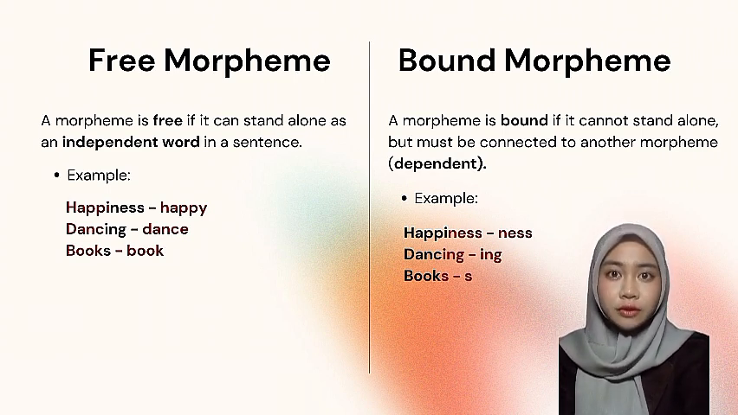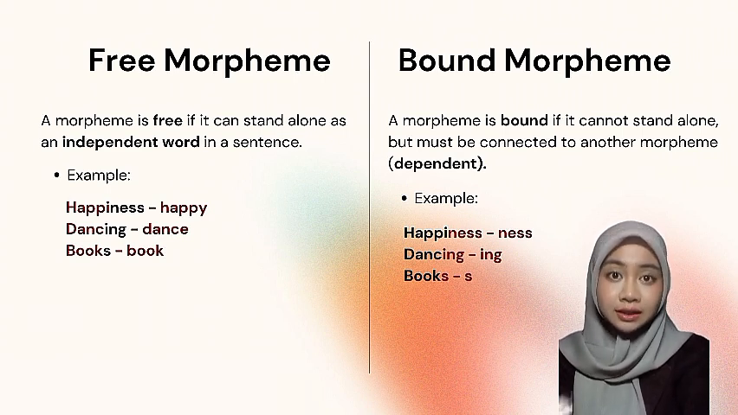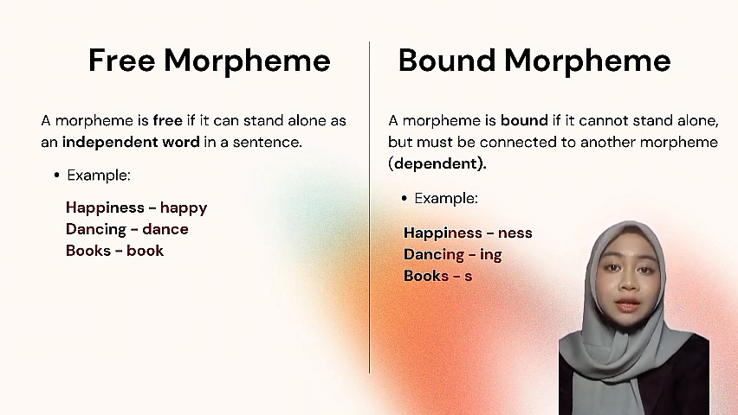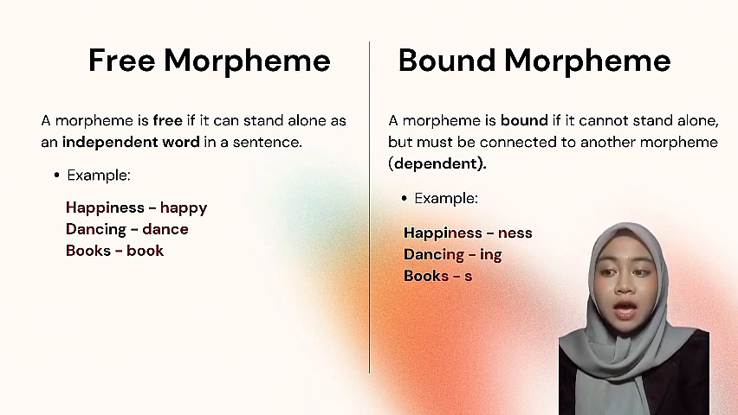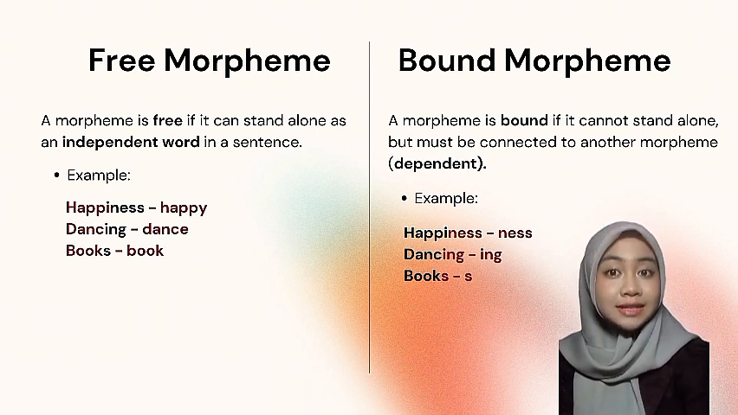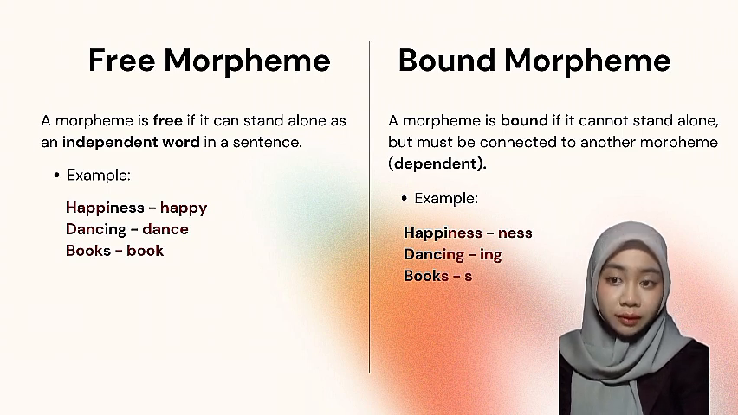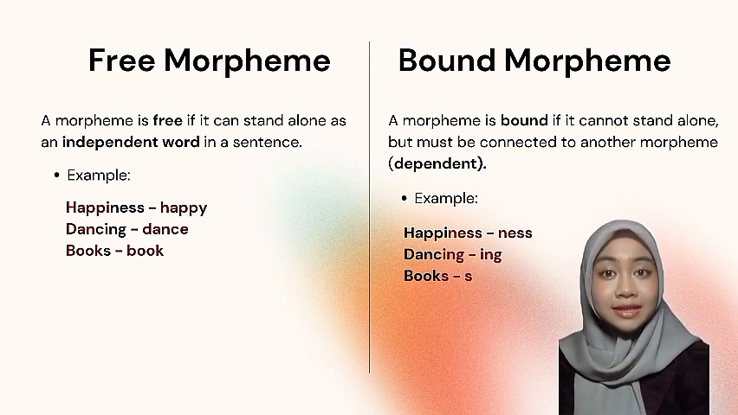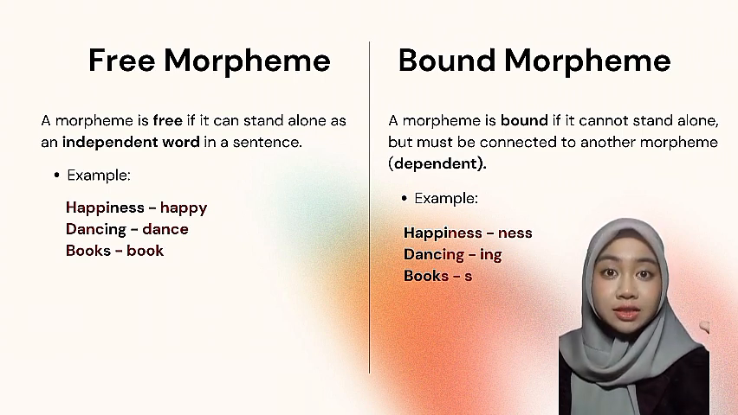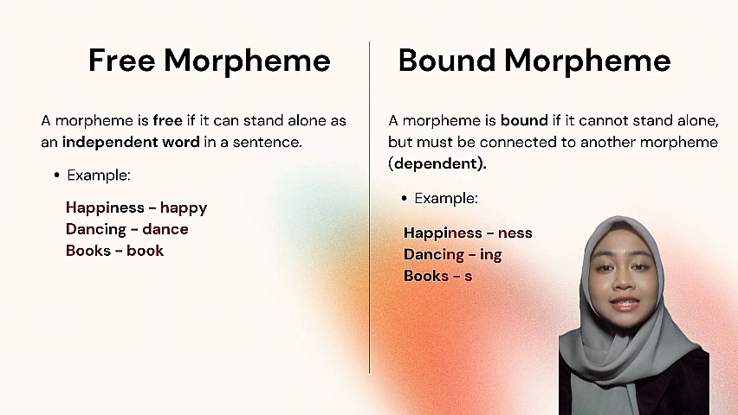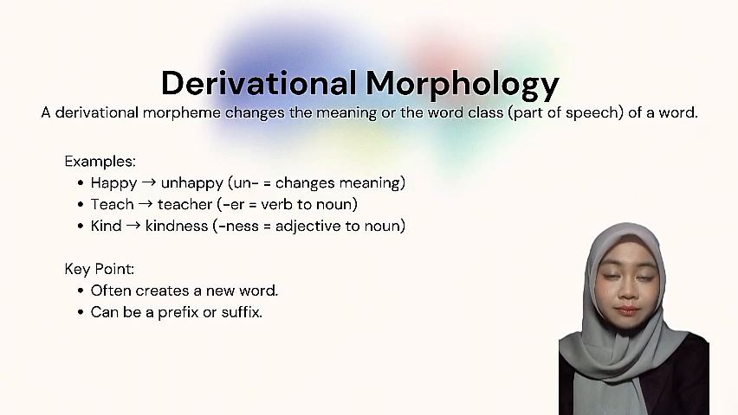Next, bound morpheme. A morpheme is bound if it cannot stand alone or dependent. For example, in happiness, ness is a bound morpheme, and in dancing, ing is the bound morpheme, and in the books, the s is the bound morpheme.